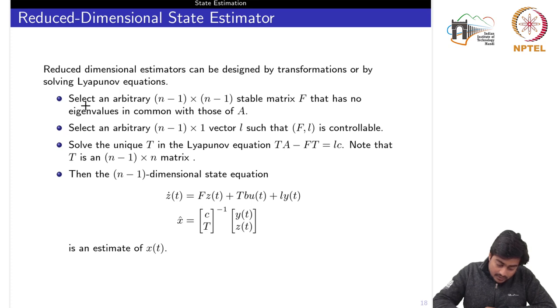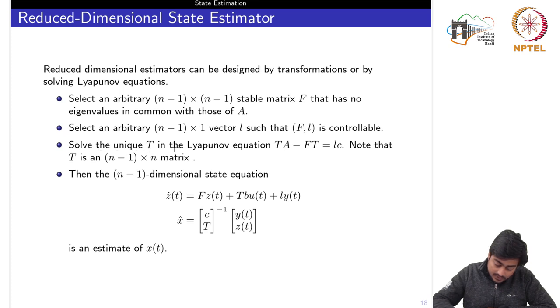So if we recall the steps we had seen in the full order observer, there we select an arbitrary stable matrix F of dimension n. But here we select an arbitrary matrix of dimension n minus 1, which is less than n. And in addition, the eigenvalues of this F matrix are not common with those of the A matrix. The next step is to select the vector L of appropriate dimension such that the pair F comma L is controllable.